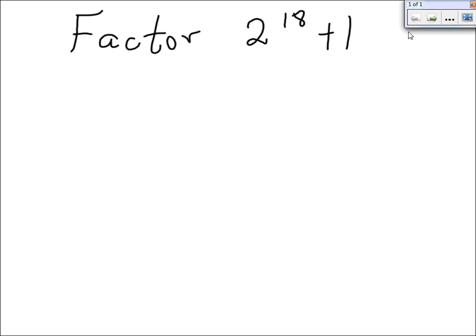Suppose you were given this crazy problem. Factor 2 to the 18 plus 1. With 2 to the 18 minus 1, we can visualize it as the difference of squares, but it's plus 1. So you try to think a little bit. What if you have 2 to the 9th plus 1 and you square it?